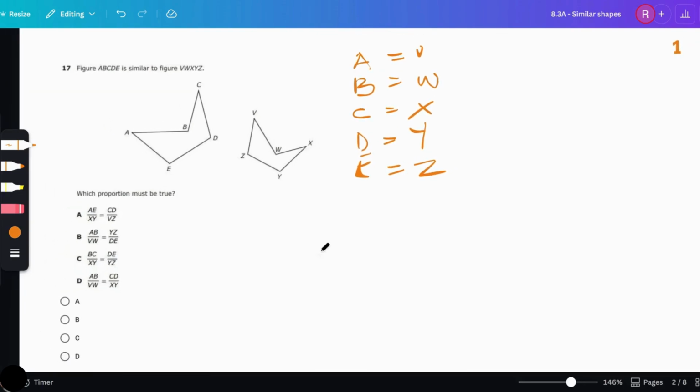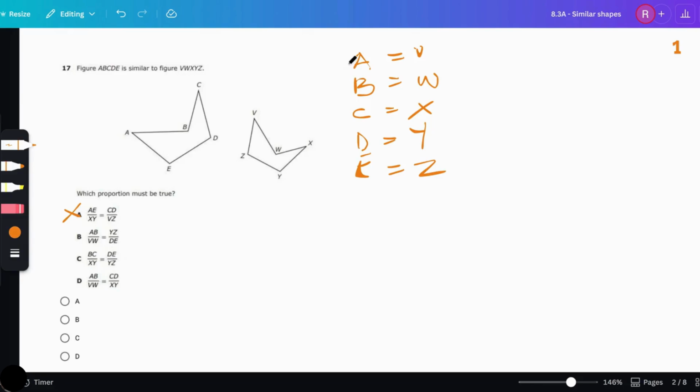So which proportion must be true? AE over CD is equal to XY over VZ. This is not correct. Let's take a look at it from here. We have AE over XY, sorry, it says AE over XY. A is not equal to X. A is equal to V. So the first one is wrong.